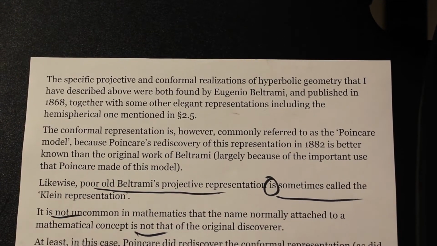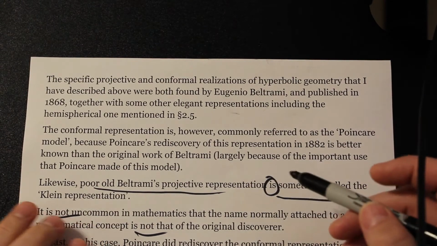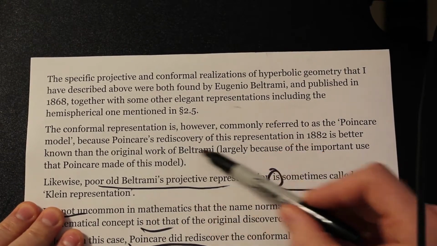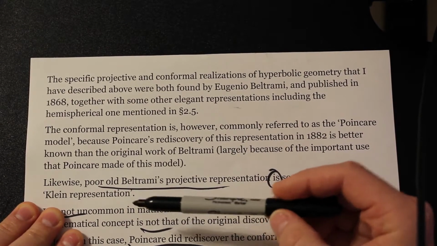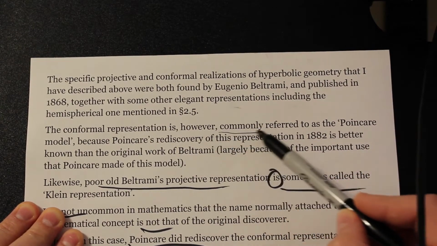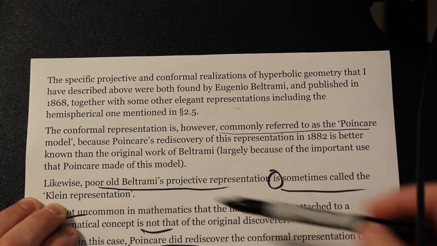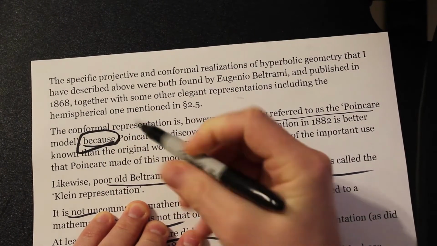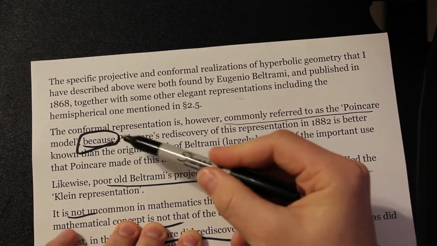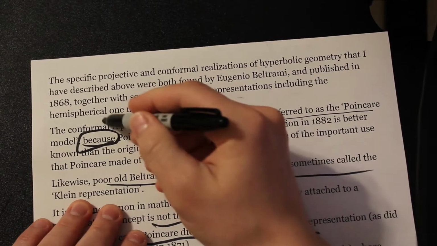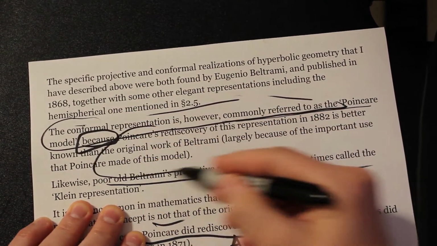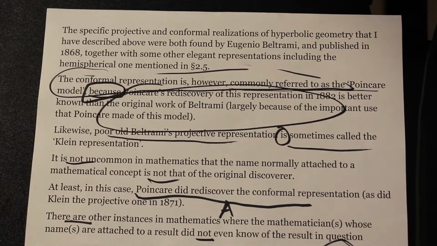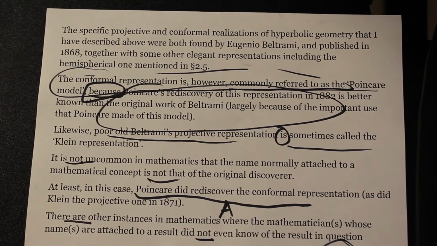So this might be something you could turn into an if-then, saying that if it's true that his rediscovery is better known, then it will commonly be referred to as the Poincaré model. This might be a case where you could, simply because of the word because, right? That word gives you an indication that this might be one sentence and then a second sentence. So this tells you that you might have more information here that you can break apart, create separate propositions, and then possibly connect them with an if-then.